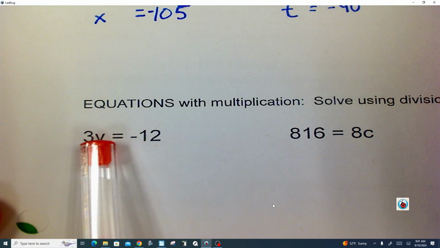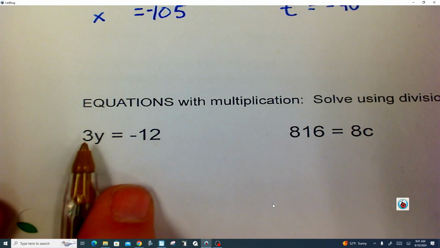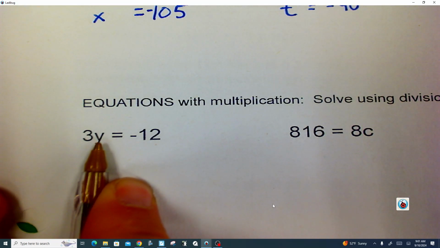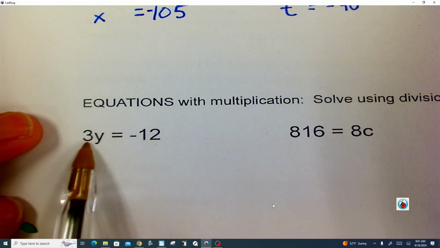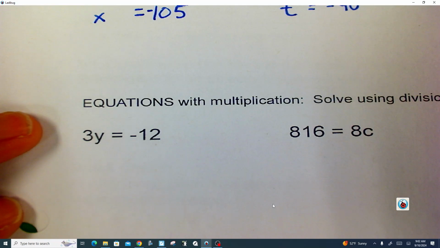We know that when a number is sitting next to a variable, that means multiplying. Technically, I could call that a coefficient because it's a number multiplying a variable. Okay, there's your stuffy math terminology. So how can I get this 3 that's multiplying the y away from the y? Because again, it's the same thing. We want to isolate the variable, right?